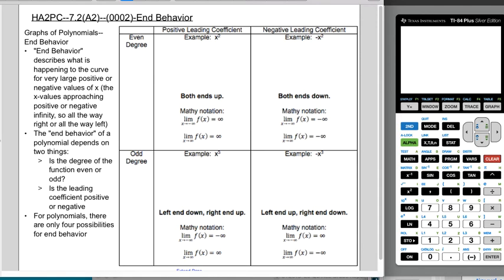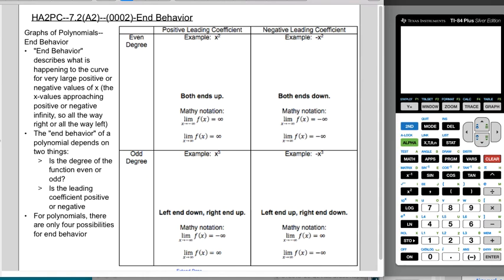End behavior describes what's happening to the curve for very large positive or negative values of x, meaning as x approaches positive or negative infinity, so all the way to the right or all the way to the left, depending on which way you're looking at it. The end behavior of a polynomial depends on exactly two things. Is the degree of the polynomial even or odd? And is the leading coefficient positive or negative? So essentially there are only four scenarios for how a polynomial behaves at its ends. Let's go ahead and walk through what the four look like.